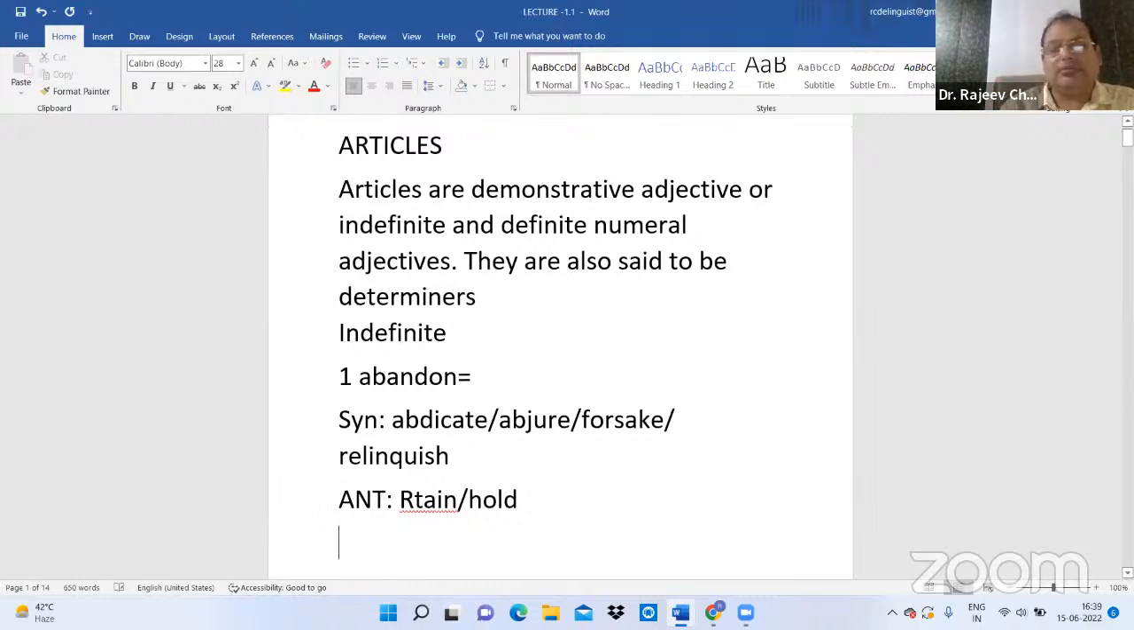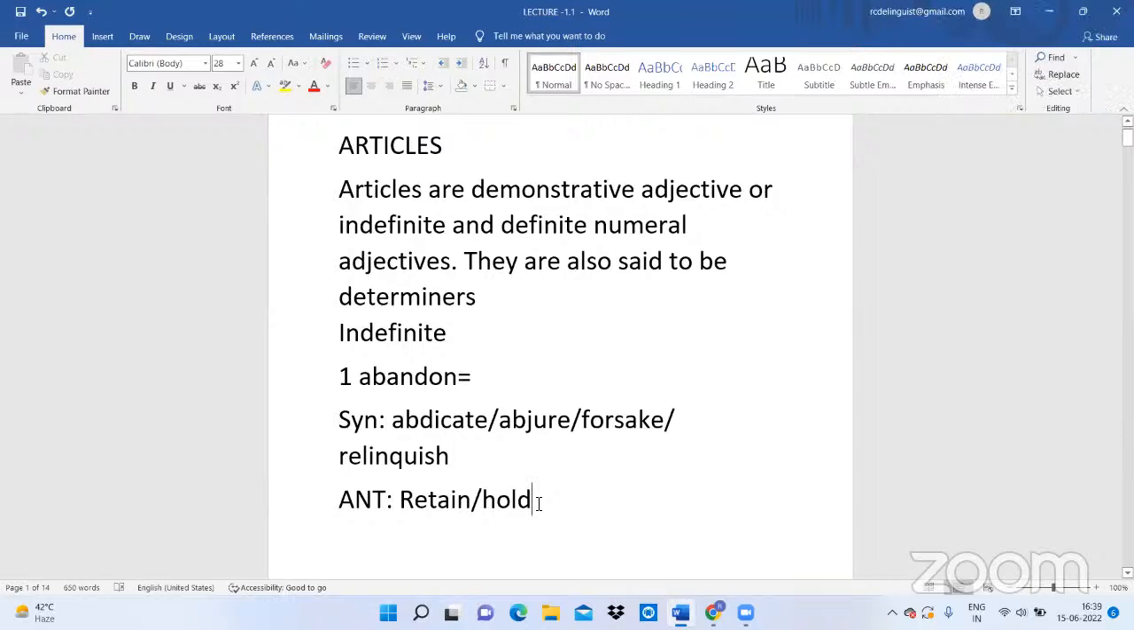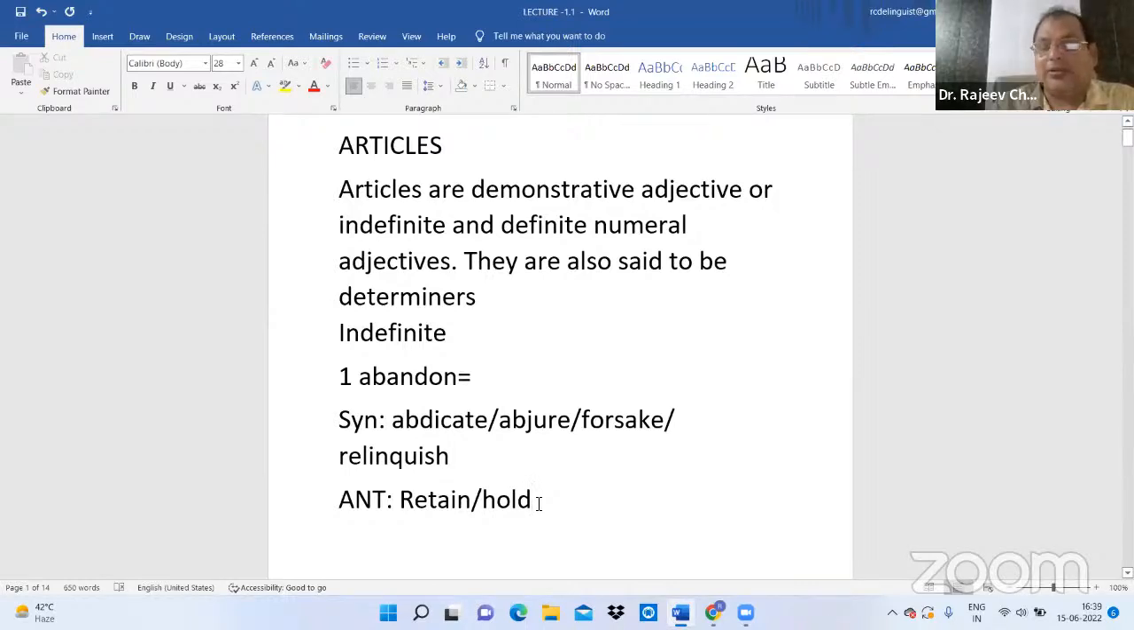Is that fine? Retain, I have written the wrong spelling. R-E. Yeah, retain, now it is fine. This one was the first word. You need to find out the different uses of abandon, abdicate, abjure, forsake, relinquish. You can say forsake also, abjure also. Okay, these words can be used.